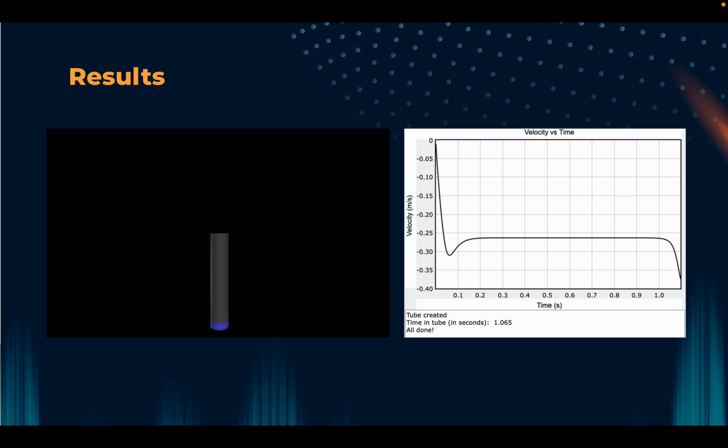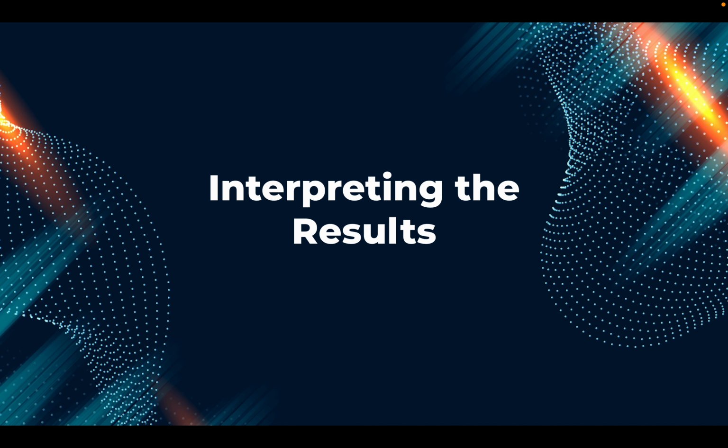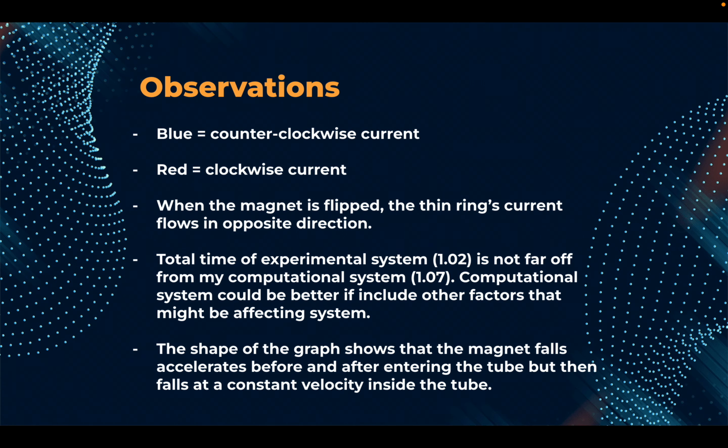So here are the results to my computational GlowScript model. You can go through my GlowScript and actually play through the result, but these are just some captures of it. The graph is our velocity over time graph, and you can see the way it changes, which I'll go into in a second more. So based on this, we were asked to interpret the results.